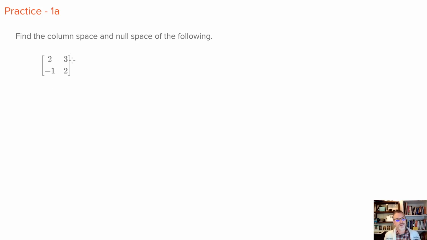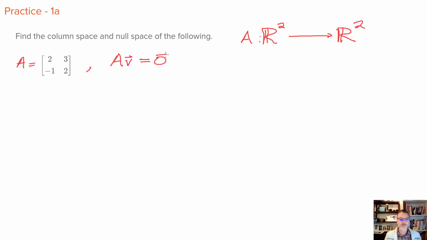So I've got this matrix. Let's call it A. Thinking of A as a linear transformation, it's mapping from R2, so it takes vectors in R2 and maps them to vectors in R2. But now we want to see exactly how it maps them, for example, if any vectors in R2 get mapped to the zero vector. Well, let's see. Are there any vectors so that when I multiply them by A, I get the zero vector? Can I find such vectors?